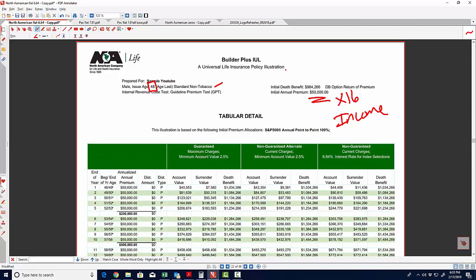Now, when I say that this policy is done the right way, what that means is that we've got the minimum death benefit here that the IRS is going to allow, and we're using a good death benefit option that reduces fees and commissions. In this particular example, we're just looking at something that you've probably seen if you've ever looked at an indexed universal life insurance policy before, and that is just a flat level return. So in this case, it's 6.64% in all years.